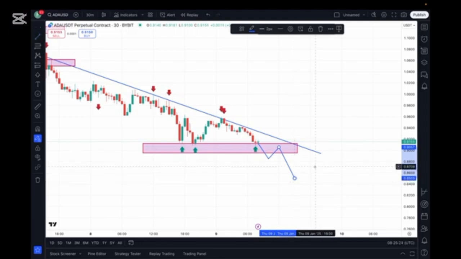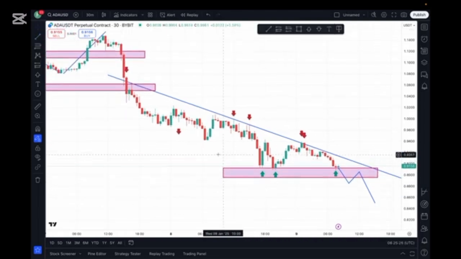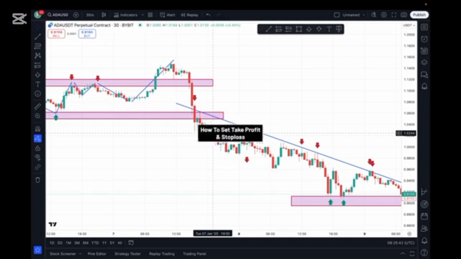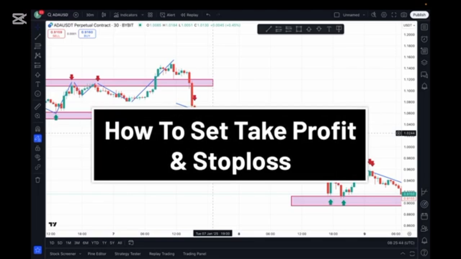So let's say, for example, you've done your analysis and then you're entering a trade, or even entering a short trade from this point. The next thing is, how do you set your take profit and how do you set your stop loss in a trade like this? You've done your support, resistance, trend line, candlestick patterns, everything, and then you've entered the trade. Now, how do you set your take profit and your stop loss?